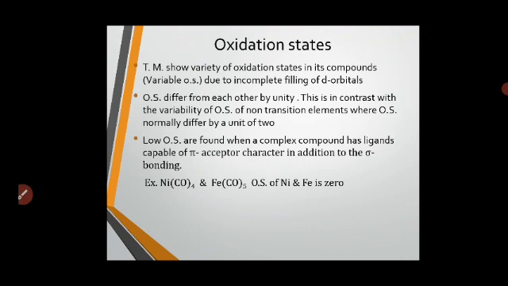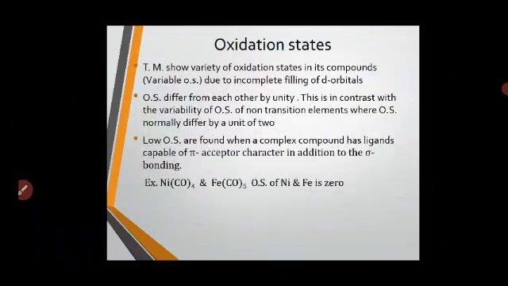Now this oxidation state property is because of what? Incomplete filling of d orbitals, that is, partially filled d orbitals. Then oxidation states differ from each other by unity, and this is given in the next slide as a chart. Now low oxidation states are found when a complex compound has ligands capable of pi acceptor character in addition to the sigma bonding.